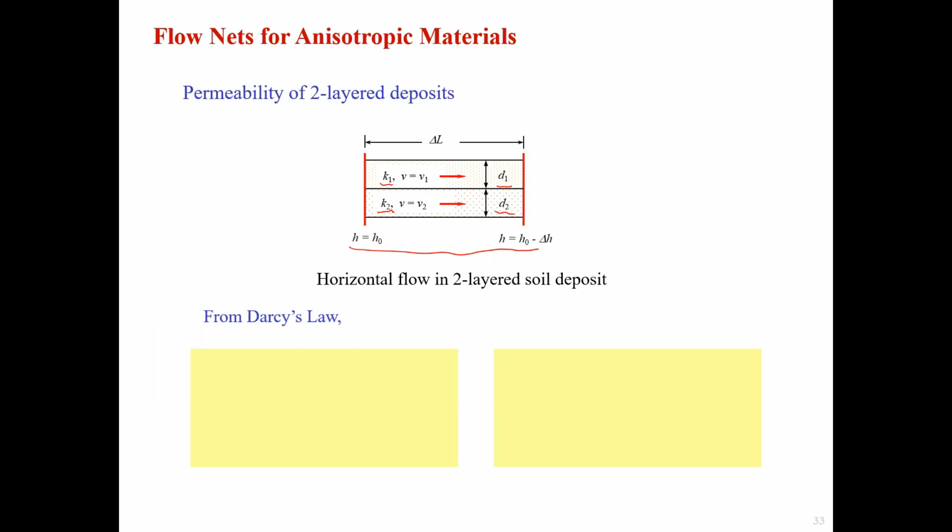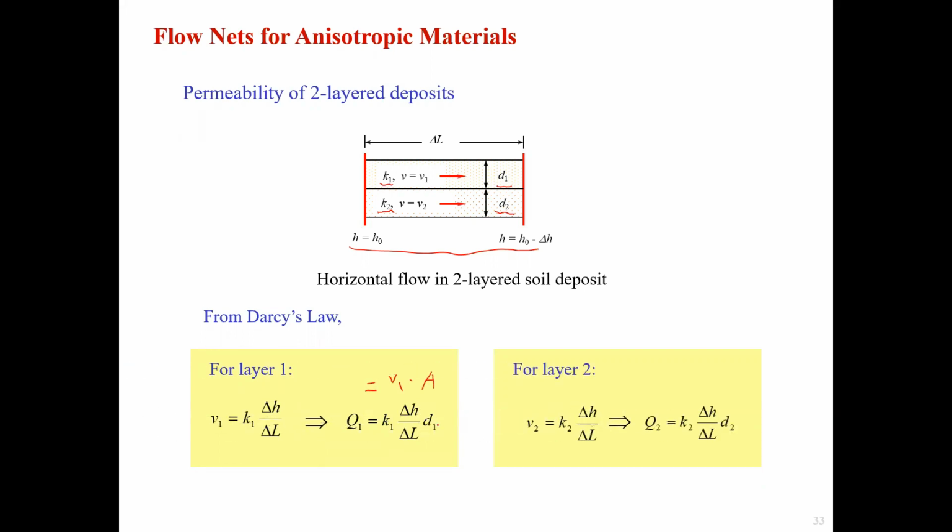For this 2-layer system, according to Darcy's law, V1 equals K1 times delta H divided by delta L. Also we have this Q formula, delta Q1 equals K1. Q equals V times A, actually V1 times A, so V1 is this one, and A is D1 times unit width, so that's D1. Similarly, for layer 2, we have a similar expression as well.